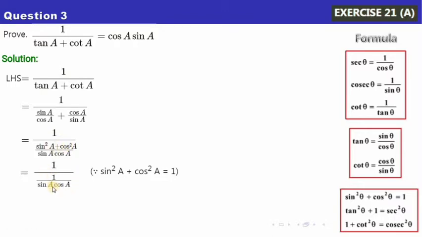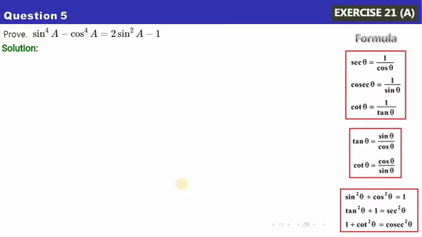Now this will invert itself and go to the denominator, so 1 into this entire thing becomes sine A cos A, and that's what we wanted to show, isn't it? So this is my right hand side. You may pause the video and note down the solution.